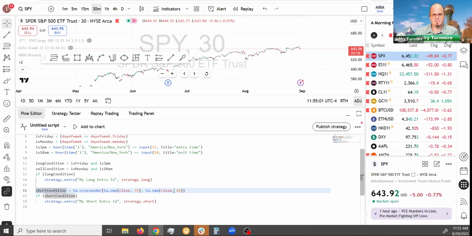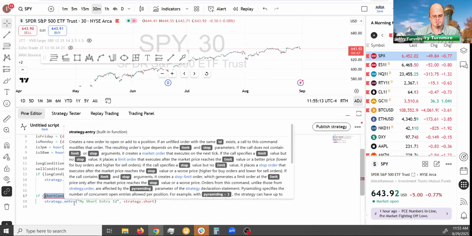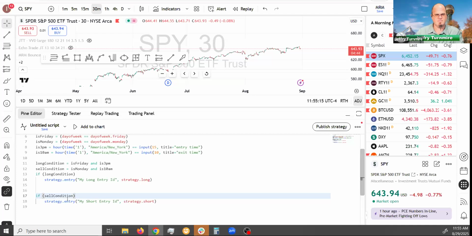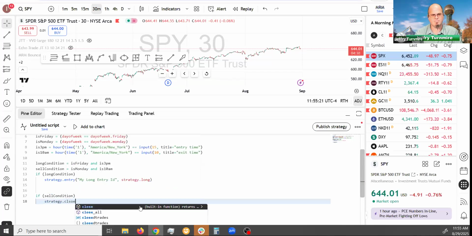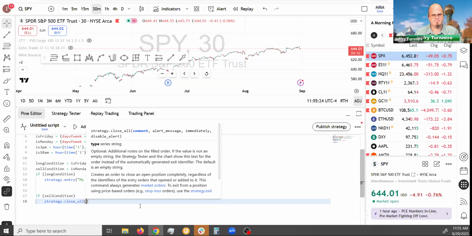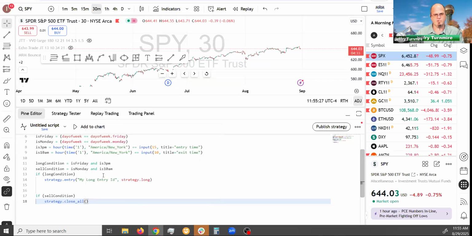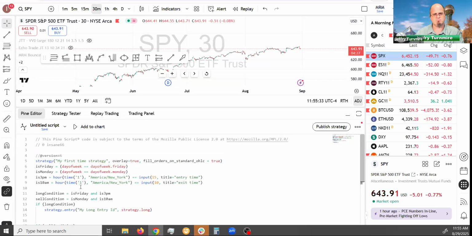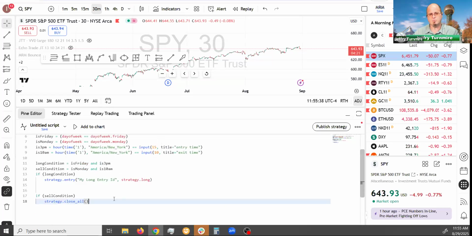Now, this right down here, we don't have a short condition, but we have an if sell condition. We're not going to enter. We're going to close all. That's what we're going to do. We're going to get in, and then we're going to close everything out on the sell condition. Not too difficult, right? Not too incredibly difficult. So that's kind of it at this point.